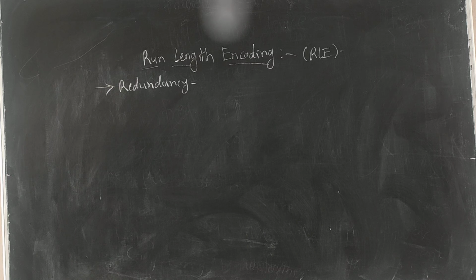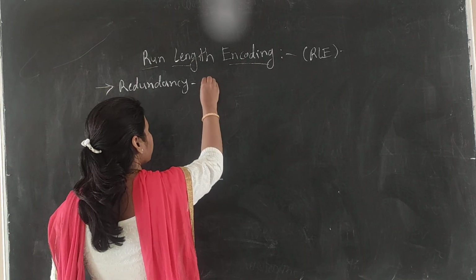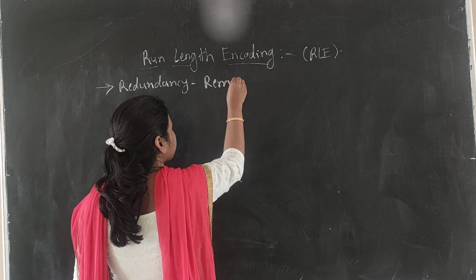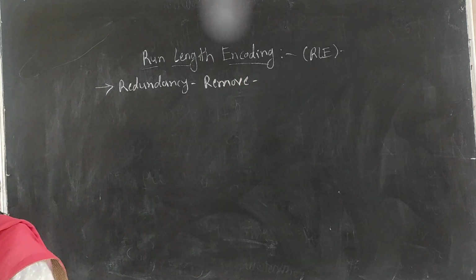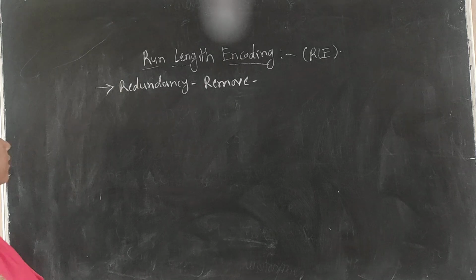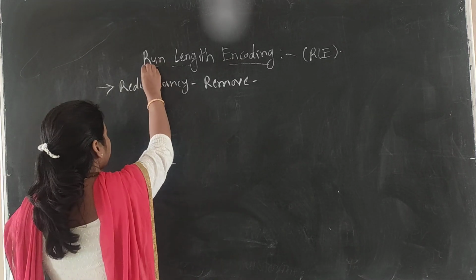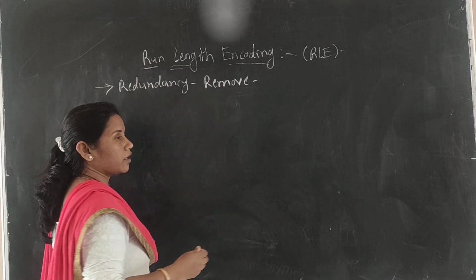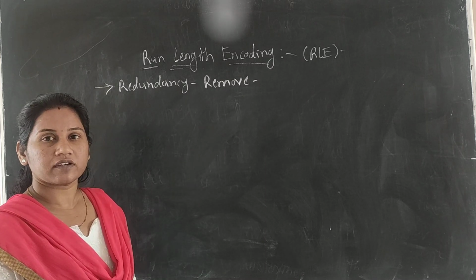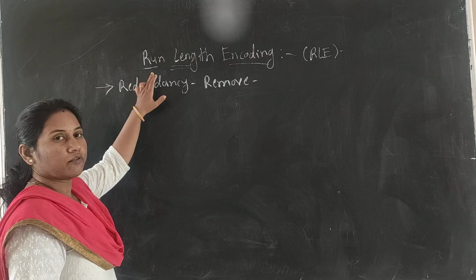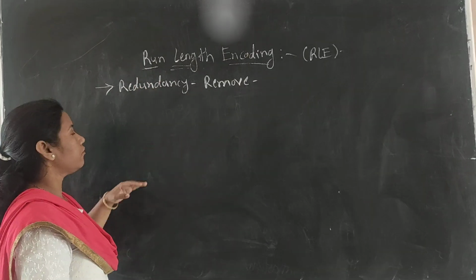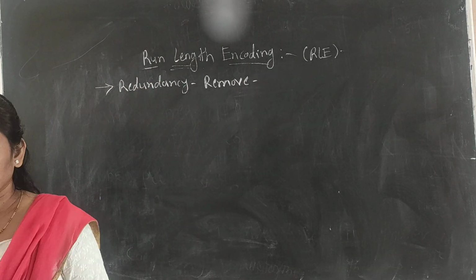RLE is the simplest method that can be used for removing redundancy. When you want to remove the redundancy, at that time we use this run length encoding. As its name indicates, it is run length coding. That is nothing but when there is a repetition of a particular symbol, that repetition is what we call a run.